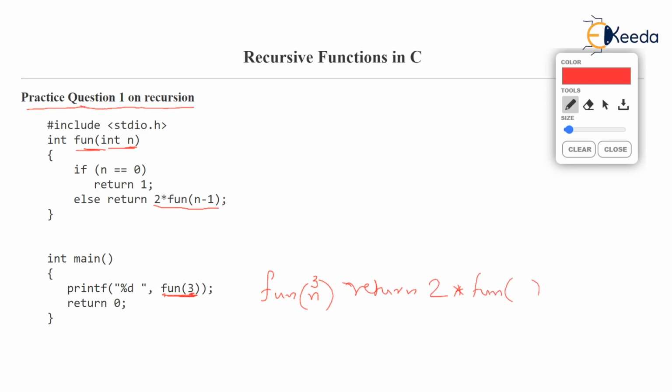Now n being, in this case, n being 3, n minus 1 is going to be 2. So the function fun(3) should return this answer, isn't it? But this is a recursive call. So fun(2) gets called. n is the parameter.